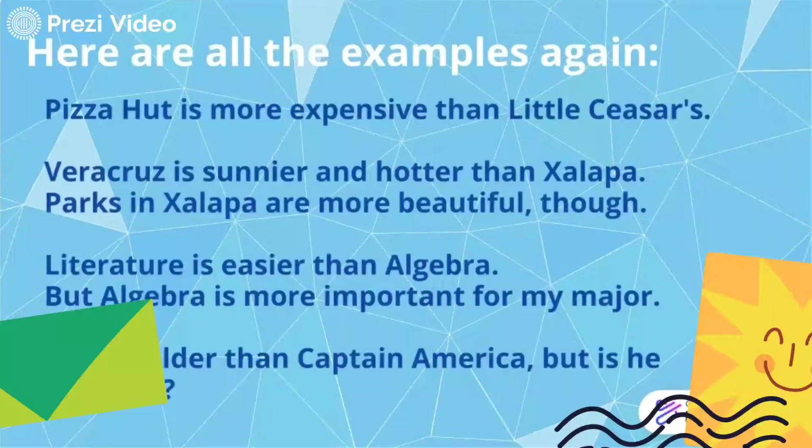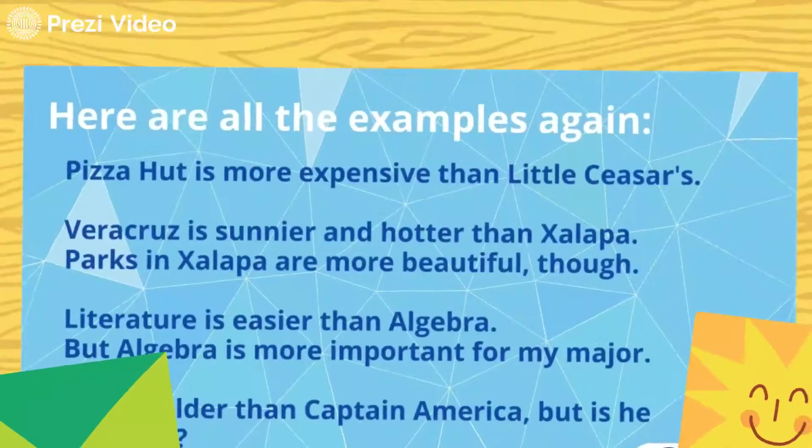Now, can we guess the rule? How are we forming these comparatives? The comparatives here are more expensive than, sunnier and hotter than, more beautiful than, easier than, and more important, all right? Here we have older than. So let's try to guess the rule.